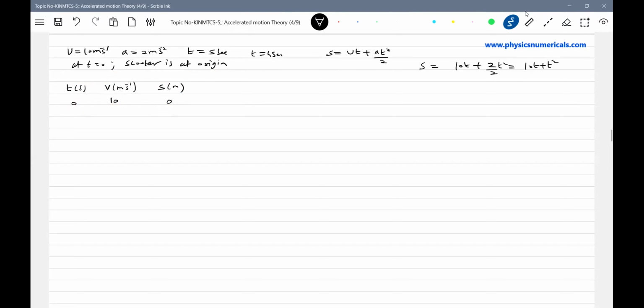Now at t equal to 1 second, what will be the velocity of the particle? What is the formula? V equal to u plus at. U is 10, a is 2, t. Put t equal to 1, it will become 12 meter per second. What is the position of the particle? Put t equal to 1. So S1 is equal to 10 into 1 plus 1 square. So I think this will be 11 meters.